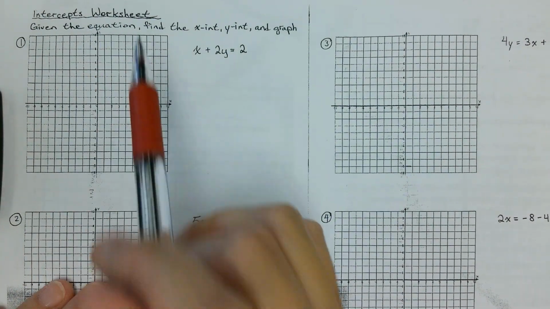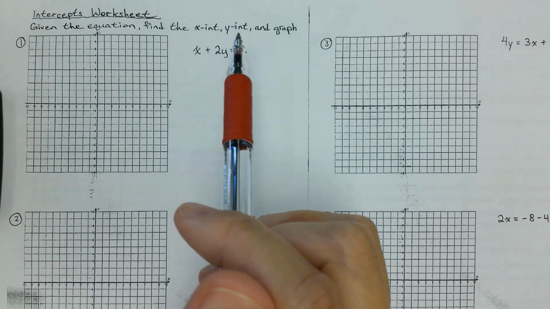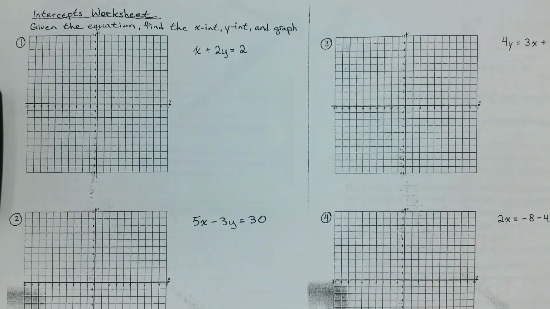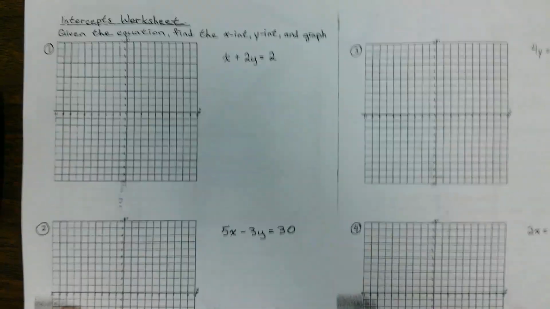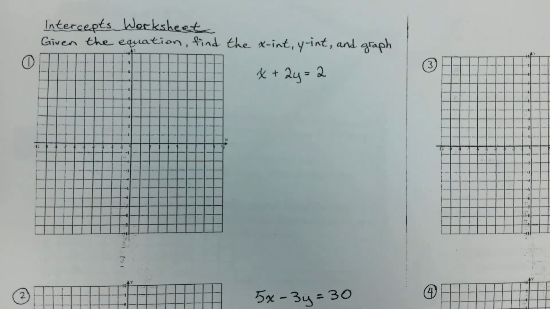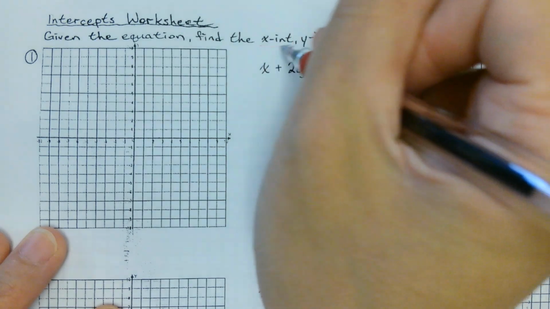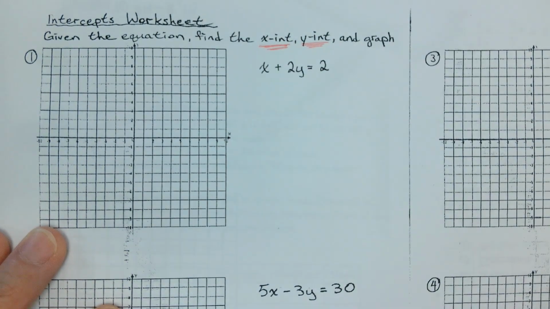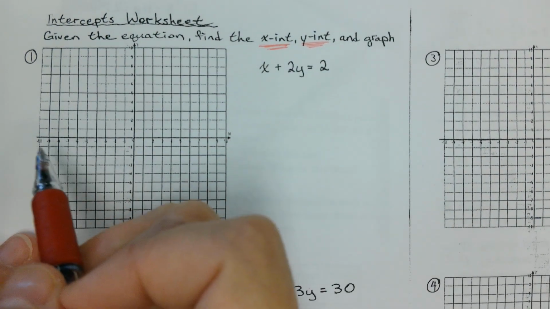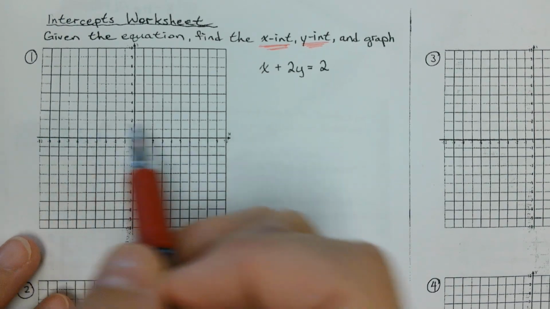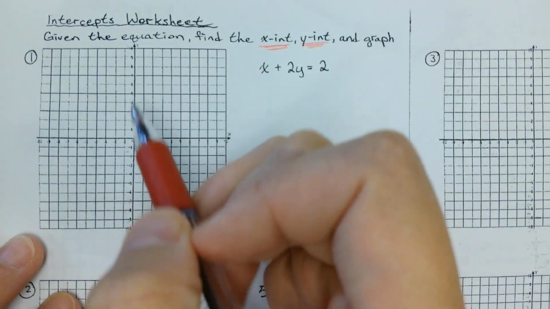So, intercepts. Given the equation, find the x-intercept, y-intercept, and graph. To graph a line, how many points do we need? 2, right? So the minimum is 2. You need at least 2 points to graph a line. In this case, we chose the easy way, which is to find the x-intercept and the y-intercept. X-intercept means the point on the x-axis. Y-intercept means the point on the y-axis.